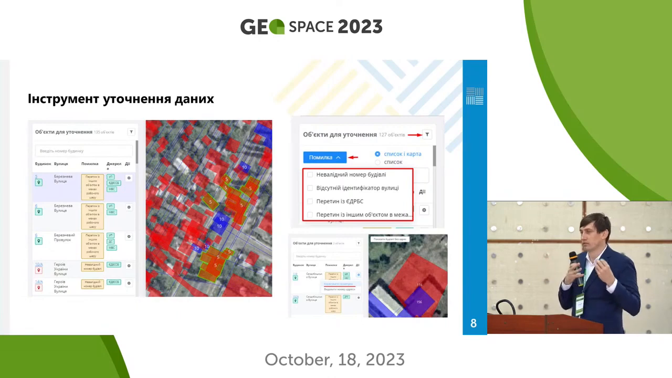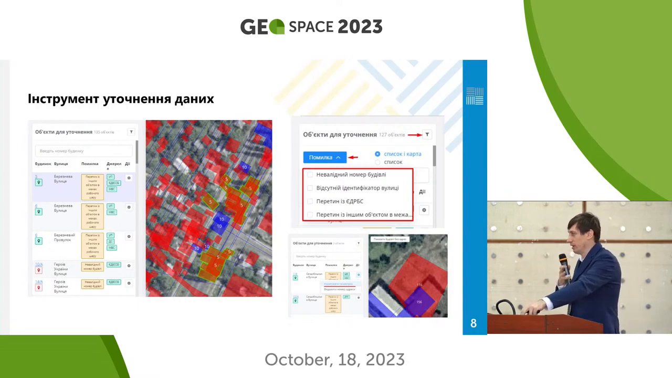So it's a full scale address register. Buildings which, for example, are located far from the street. Well, it's obvious that they are not properly tied up. So it's very easy to use this system and to form the situation on your own.